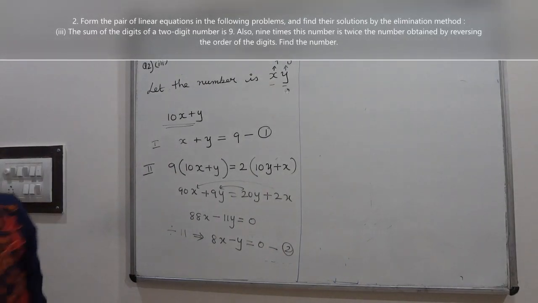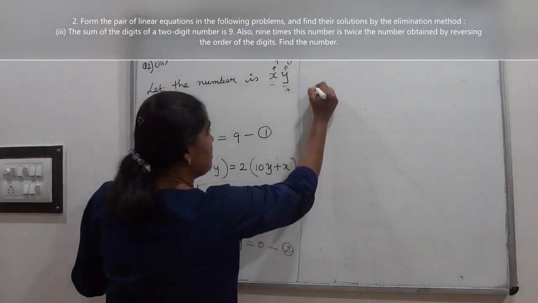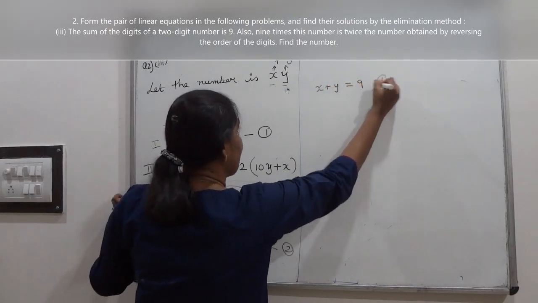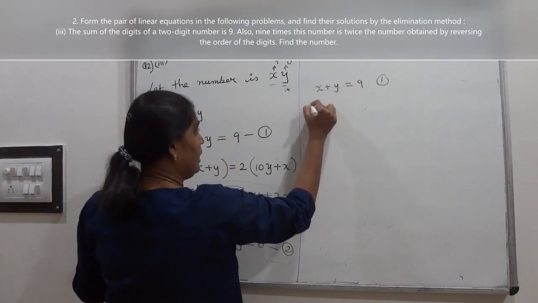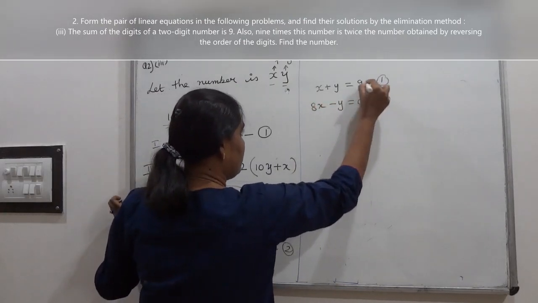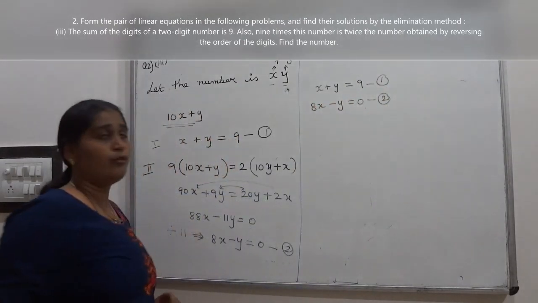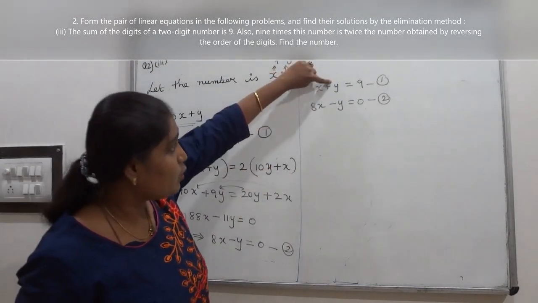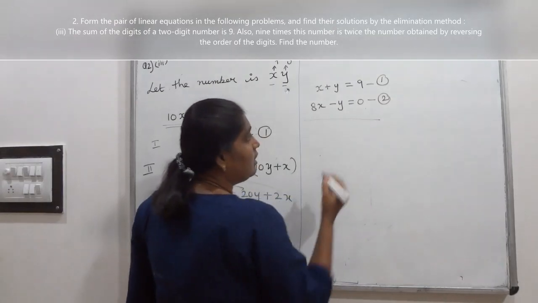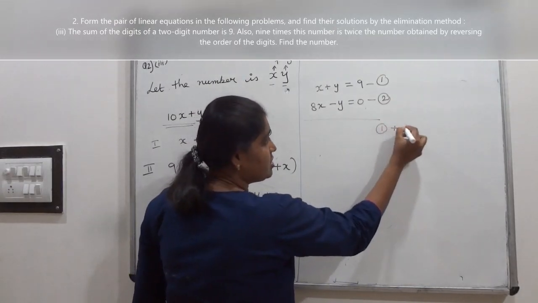I am going to eliminate these equations. x plus y equals 9 and 8x minus y equals 0. See, check the coefficient of y in these two equations. Here 1, here also 1. So we can cancel out the y variable by adding these two equations.